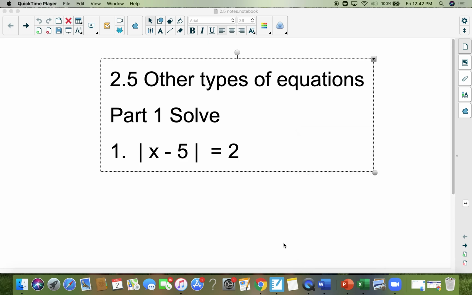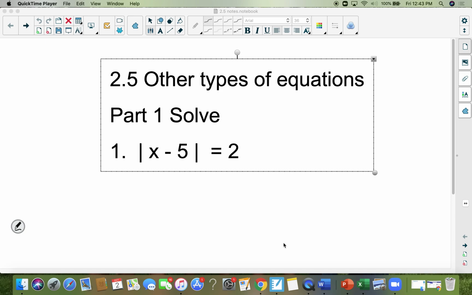These are all the other different types of equations that you might see in an algebra class. So we went over linear and we went over quadratics, but now these are other types of equations that you might see. So I have to give you a whole bunch of examples because there are so many different types of equations out there.